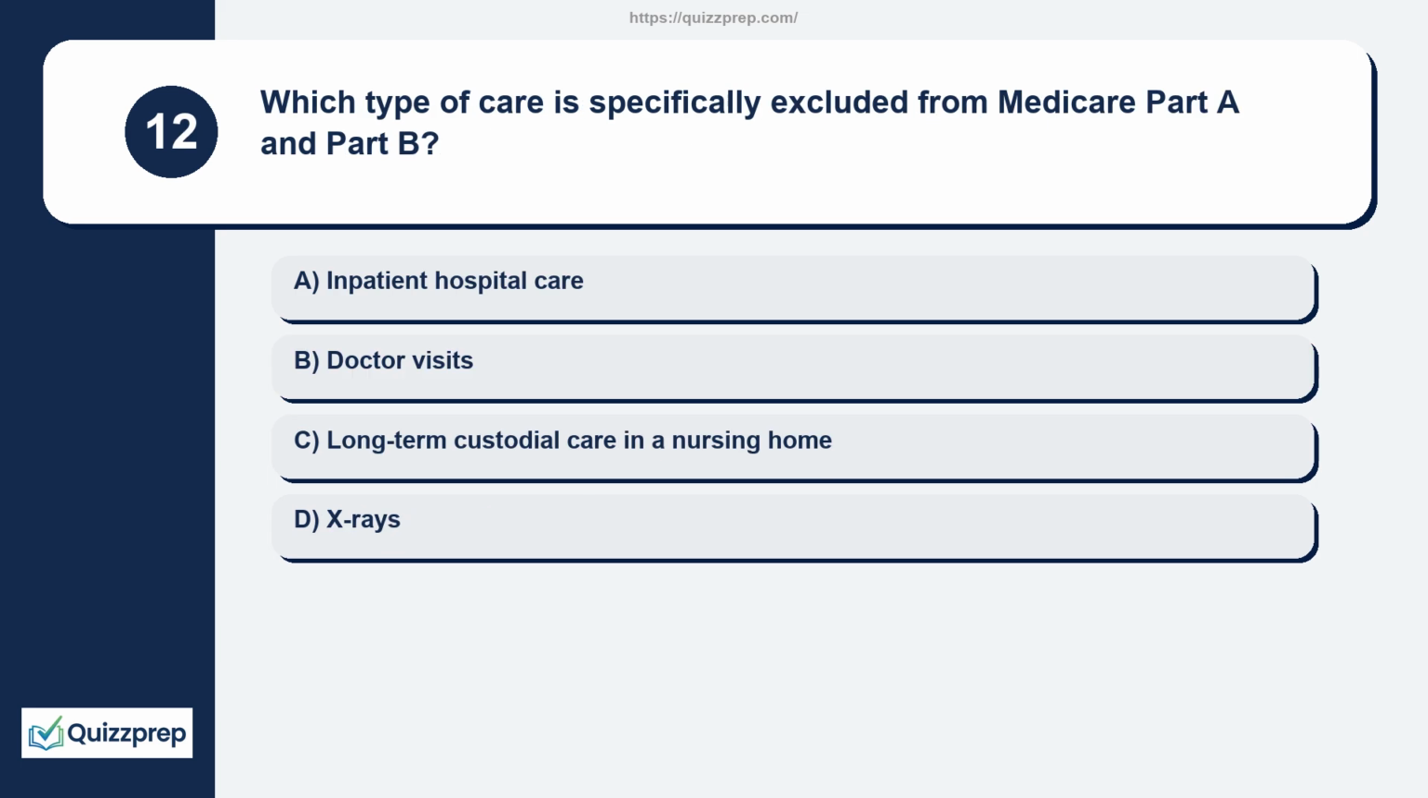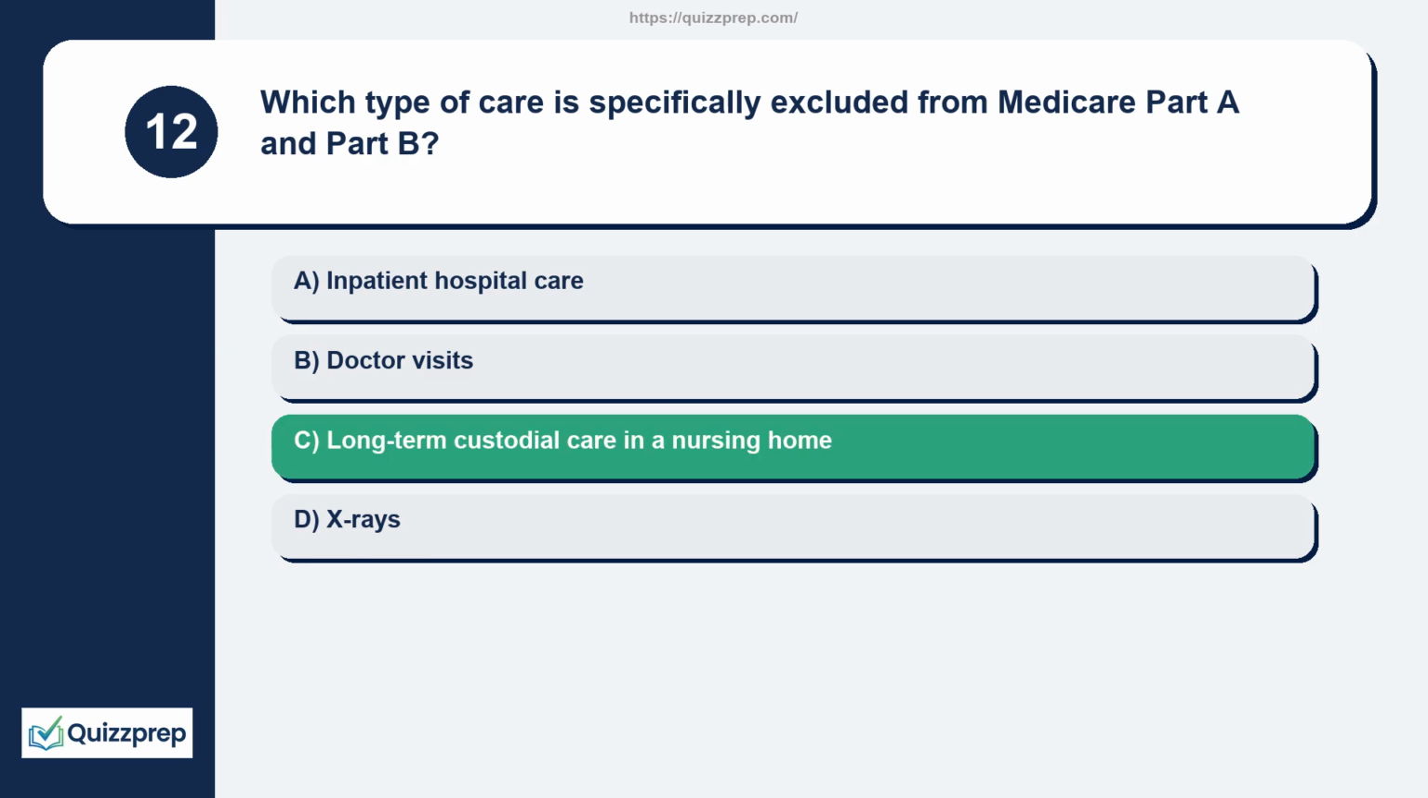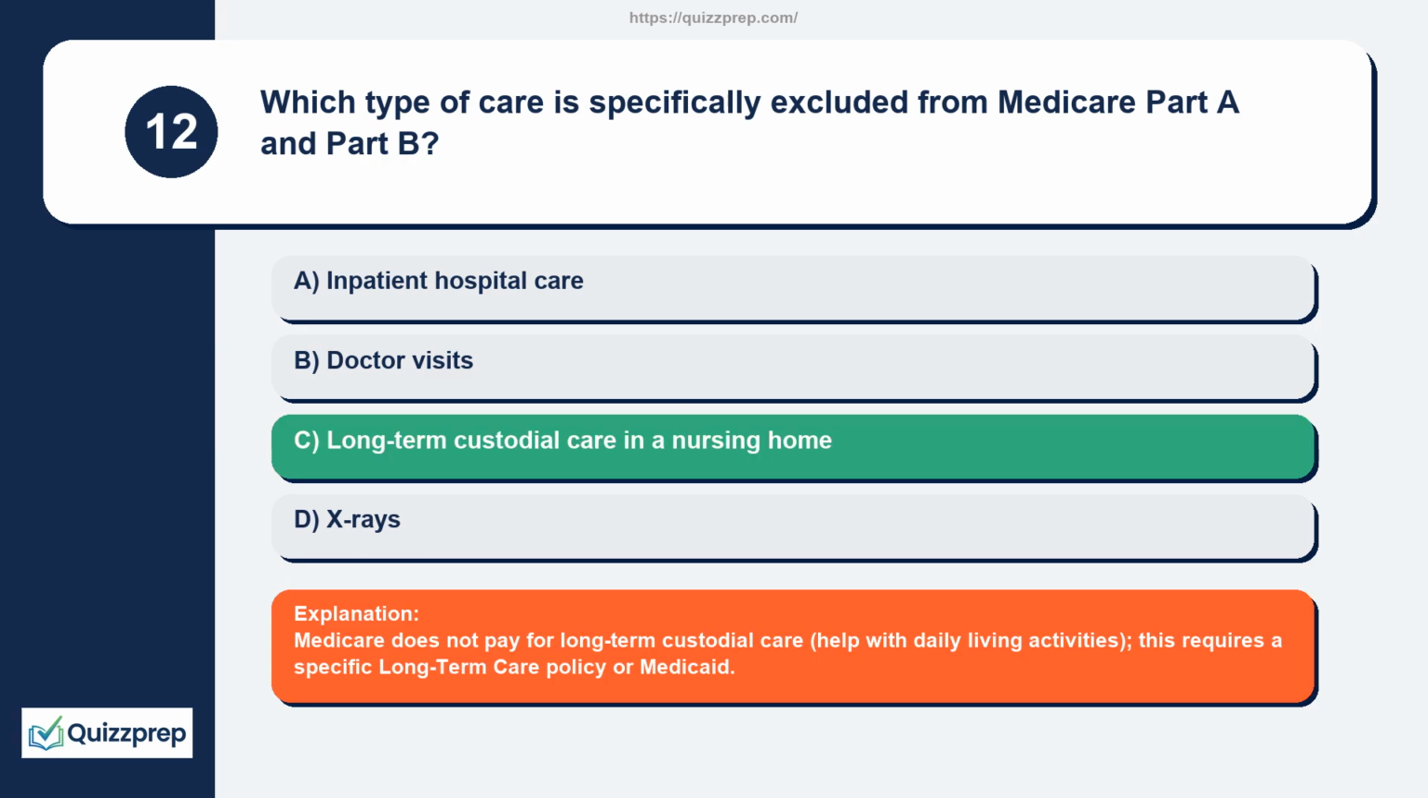Question 12. Which type of care is specifically excluded from Medicare Part A and Part B? Inpatient hospital care, doctor visits, long-term custodial care in a nursing home, X-rays. Medicare does not pay for long-term custodial care, help with daily living activities. This requires a specific long-term care policy or Medicaid.